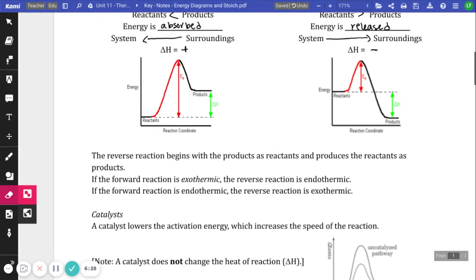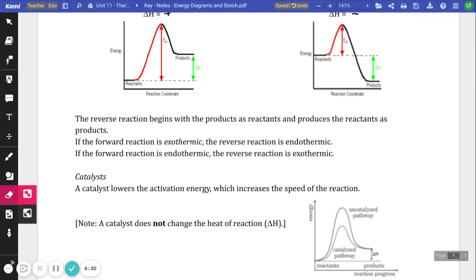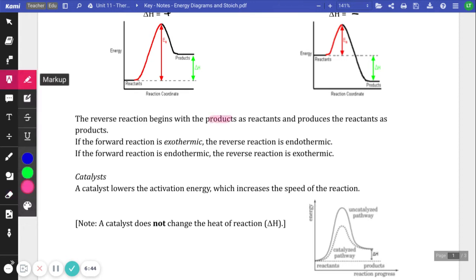All right. Now then, this is just talking through a little bit of stuff we need to know to understand reverse activation energy, but also just to define a reverse reaction. So basically in a reverse reaction, we start with our products and they turn back into our reactants. So it's just flipping your reaction.